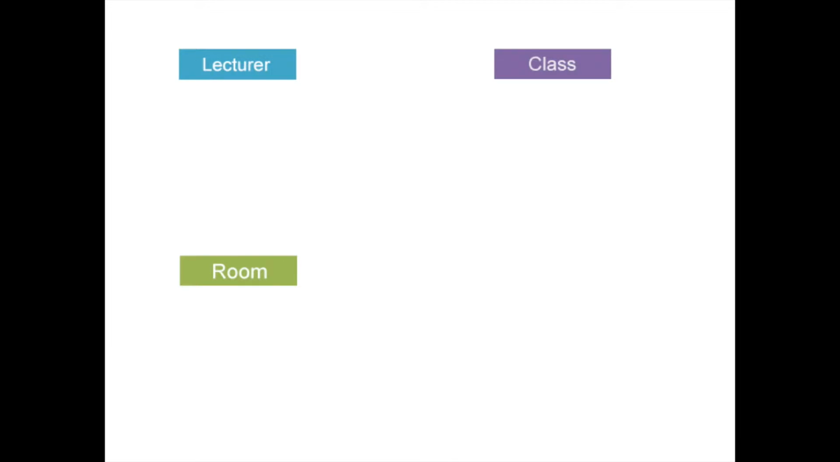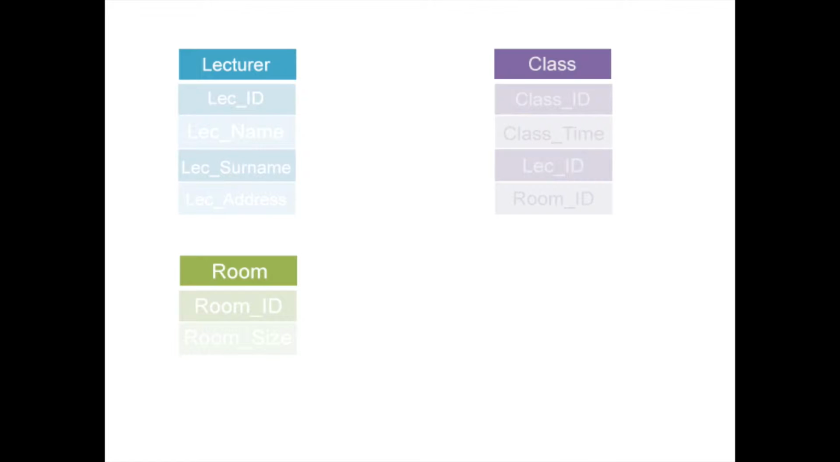We have three tables: lecturer, class, and room. All three tables have distinct values, each with a primary key to uniquely identify each one. Then, to show how the tables are related, you can see that class contains the primary keys of lecturer and room, which in turn will make them foreign keys in the class table. This then binds the tables, creating a relation between each one.